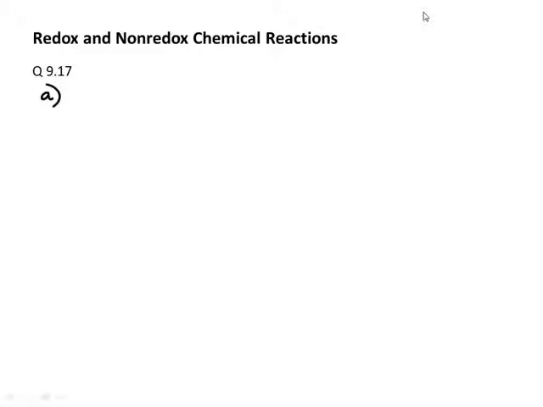So in the first one, 2 copper plus oxygen produces 2 copper(II) oxide. Now, what is the oxidation state of copper in the reactant? Yes, it's 0. What's the oxidation state of oxygen in the reactants? Also 0, because that is an element. But what is the oxidation state of copper in the product? Yes, it's 2 plus, and the oxidation state of oxygen is 2 minus.